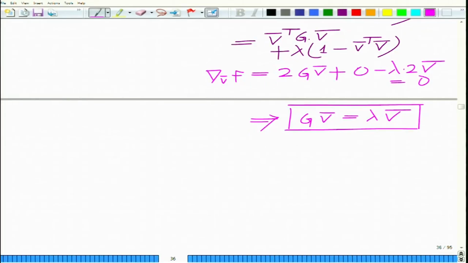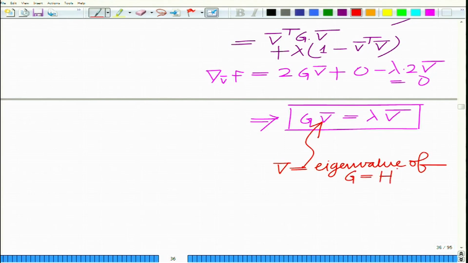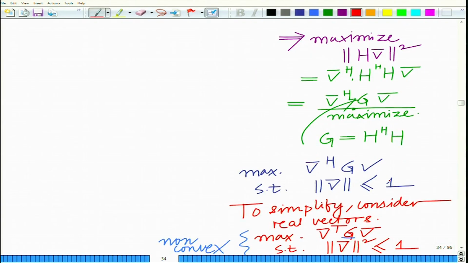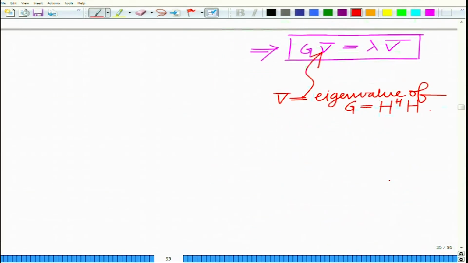And so that is the interesting property. So what this shows is that the optimal transmit vector V bar is an eigenvector of G, and G equals H Hermitian H, which I wrote just for simplicity. So this is an eigenvector of H Hermitian H, correct. So this has many eigenvalues. Now which eigenvalue, how to find which eigenvalue? Or you can say, how to find the Lagrange multiplier lambda.